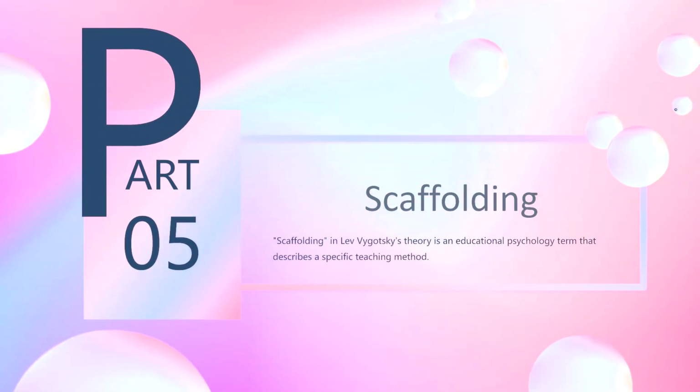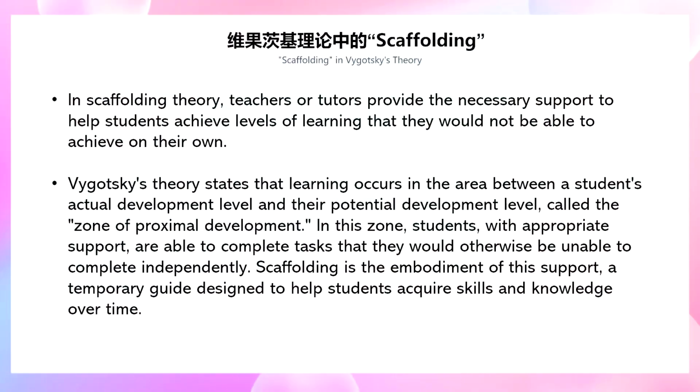Next comes the 5th part, scaffolding. In scaffolding theory, teachers or tutors provide the necessary support to help students achieve levels of learning that they would not be able to achieve on their own. Vygotsky's theory states that learning occurs in the area between a student's actual development level and their potential development level, called the zone of proximal development. In this zone, students with appropriate support are able to complete tasks that they would otherwise be unable to complete independently. Scaffolding is the embodiment of this support, a temporary guide designed to help students acquire skills and knowledge over time.